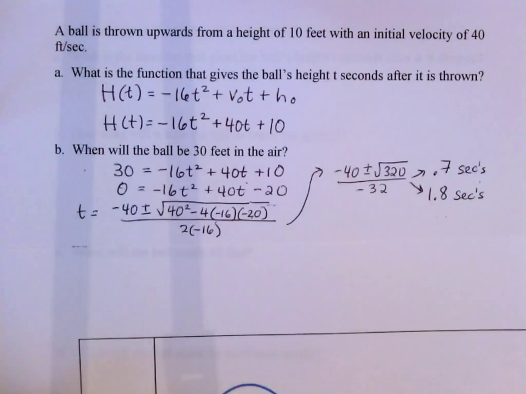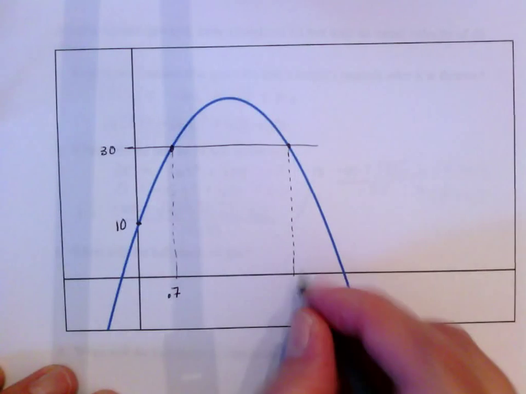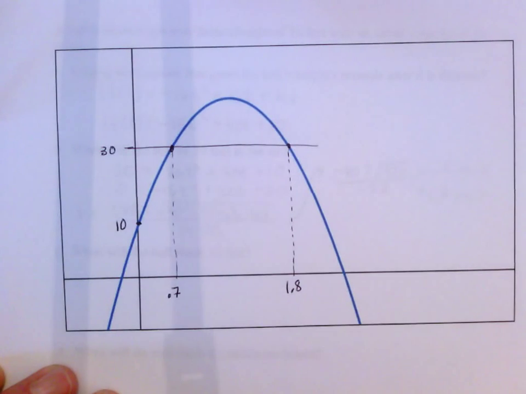Let's see, what was that second value? 1.8. Okay. So that's why there's two solutions there. It was actually at that height at two different points in time.